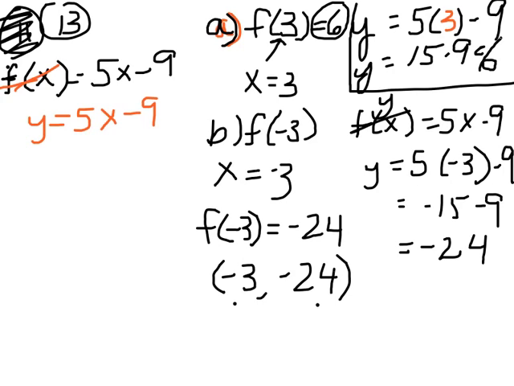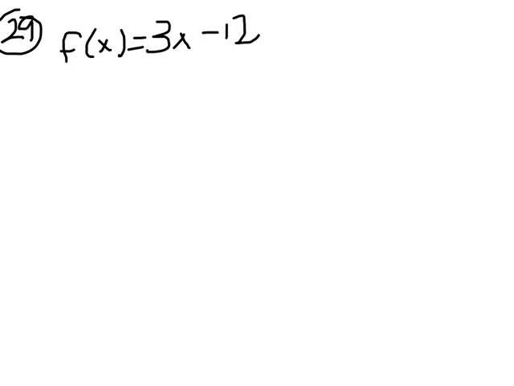Look down at 29. Looking to see if I can find one that looks a little weird. They're all the same once you get down here. Now this, again, is how you normally see it written: either y equals 3x minus 12 or f of x equals 3x minus 12.